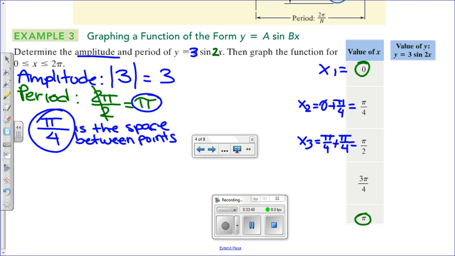Okay. So the next one, x4, will be pi over 2 plus pi over 4. So in this case, we're talking about 2 pi over 4 plus 1 pi over 4, so that is 3 pi over 4. And the very last one is 3 pi over 4 plus pi over 4, so that is 4 pi over 4, which is pi.